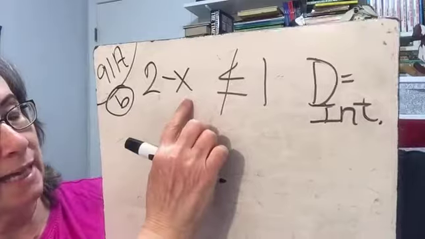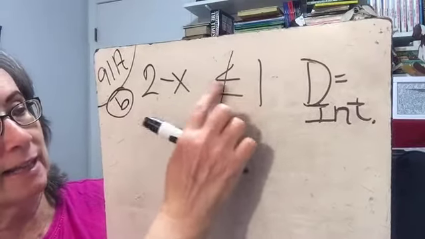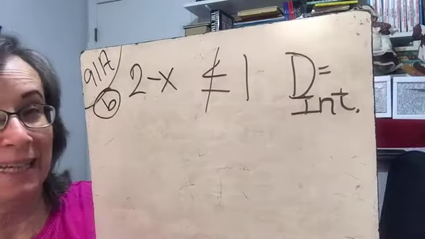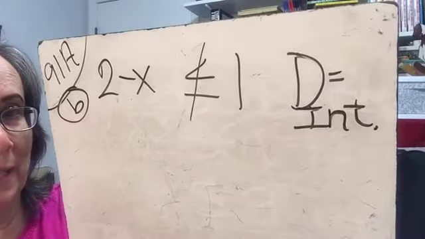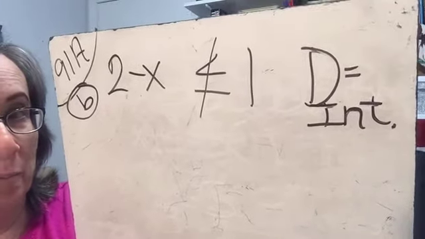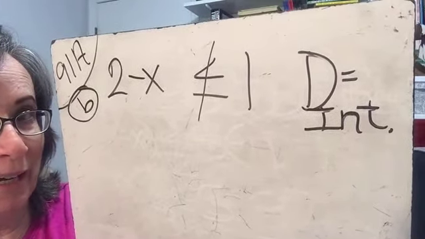Here's problem B. 2 minus x is not less than or equal to 1, domain integer. So I want you to copy that down and then pause your video and go try to do it on your own.